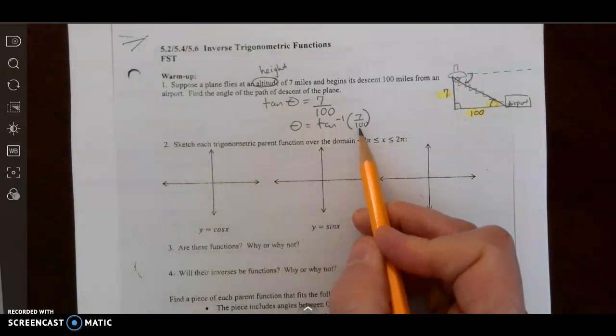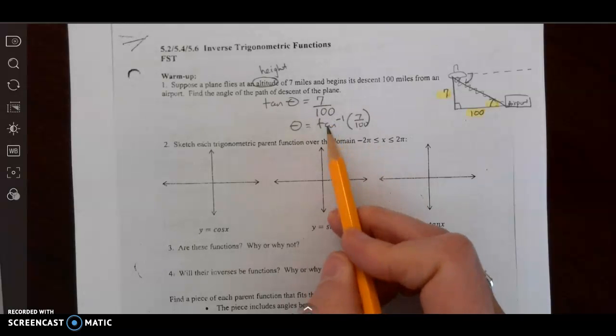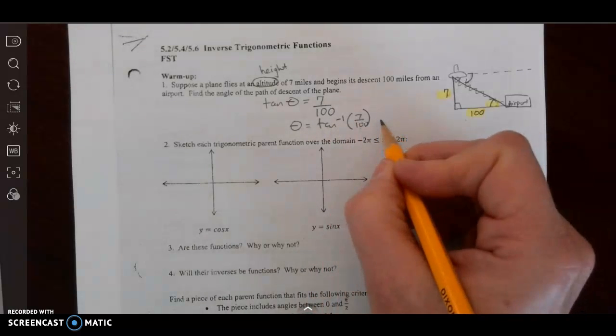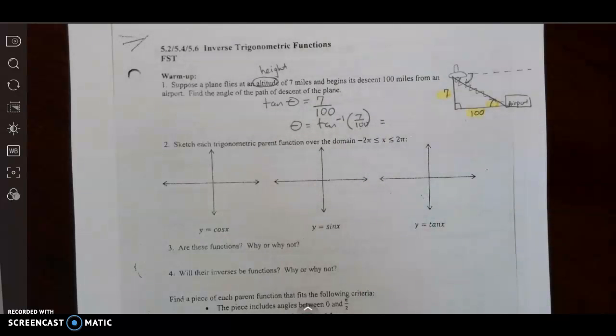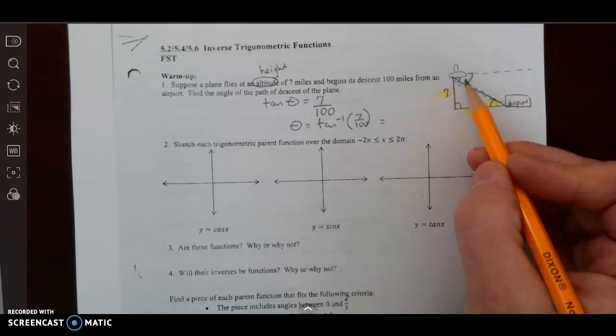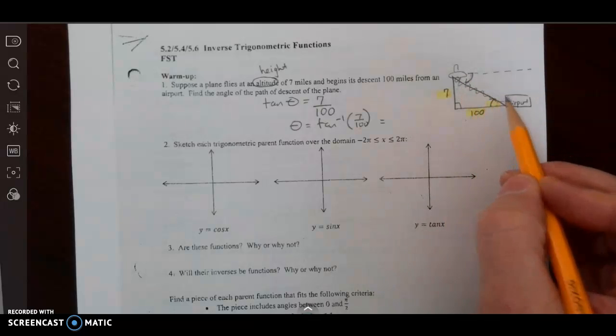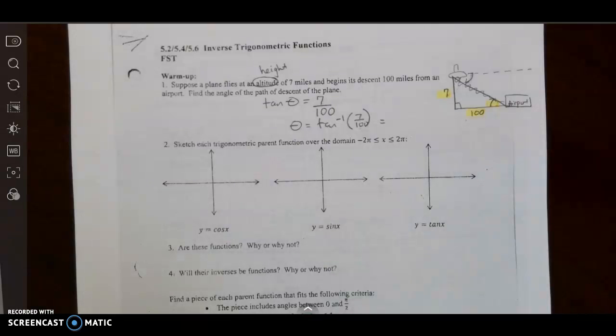And I'm going to put that into my calculator, and I will get an answer. So you're going to put an inverse tangent of 7 over 100, and then you'll get your answer for the angle. You're going to notice it's a very small angle, which it should be. A plane doesn't make a real drastic, a big drastic angle. Otherwise, it wouldn't be a nice, smooth landing. Okay. All right, number 2 asks us to sketch each trig parent function over the domain.